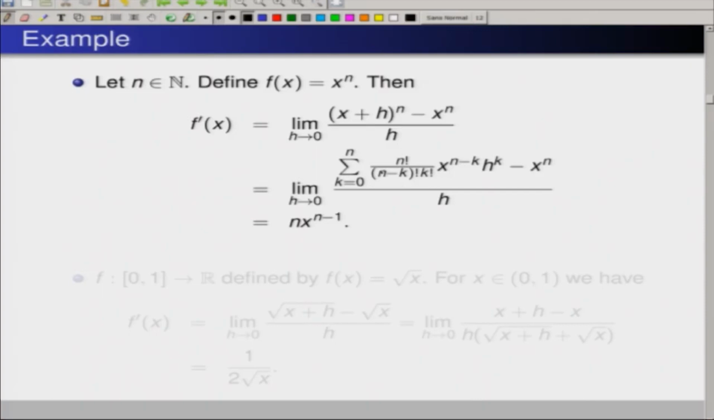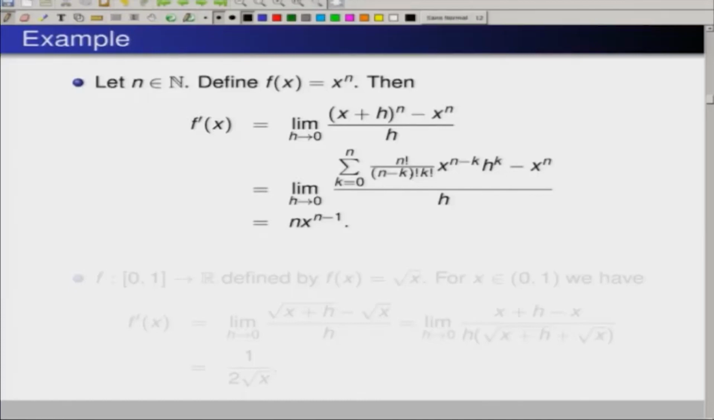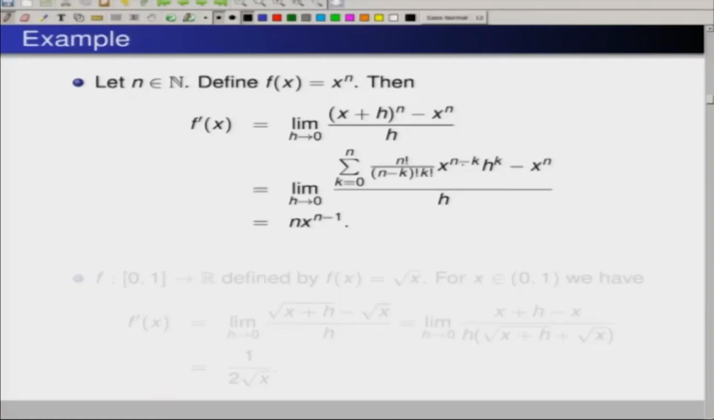Now, when limit h goes to 0, all these terms will go to 0. So only that first term, k equal to 1, is going to survive, and that is nothing but n, for k equal to 1, is n, x to the power n minus 1. So the derivative of f of x equal to x to the power n exists for all real numbers x if n is a natural number, and its derivative is going to be n times x to the power n minus 1.